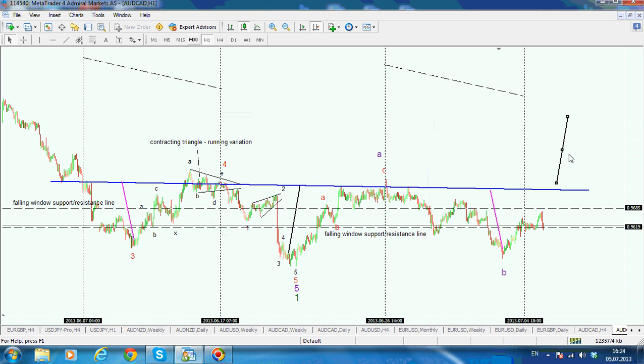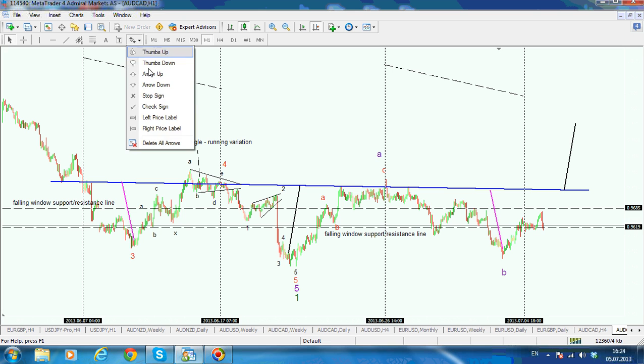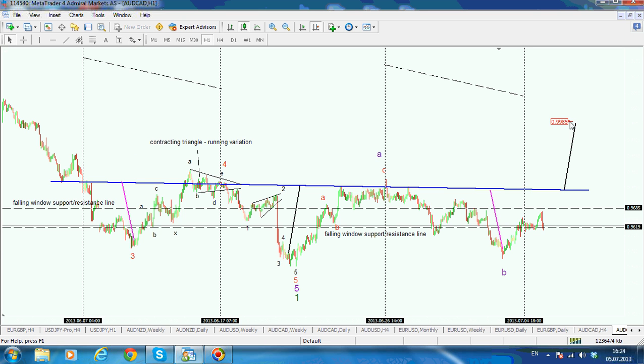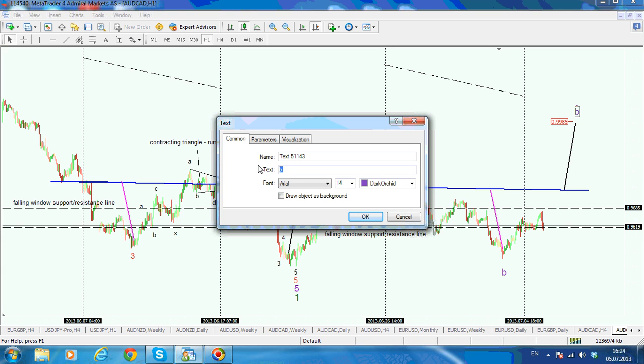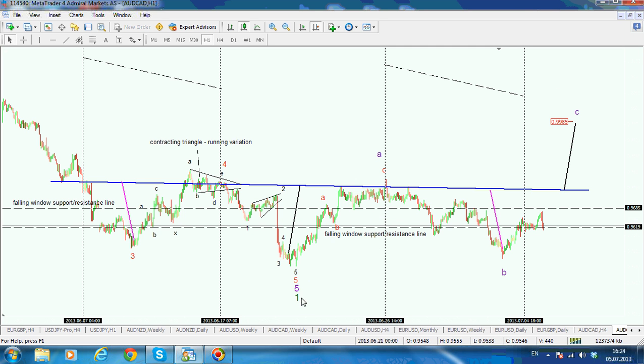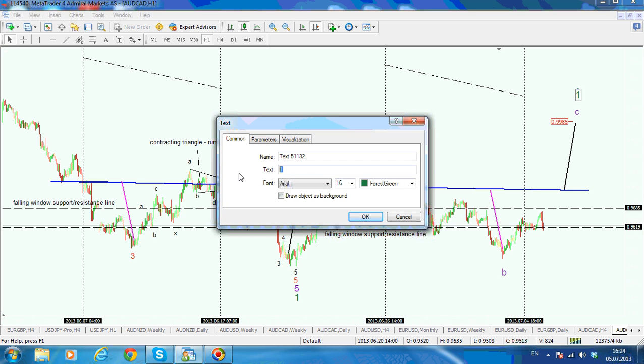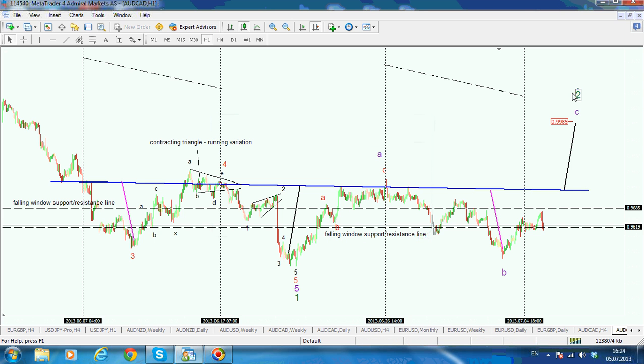to be this one. So the target for a move to the upside should be around parity. So 99.81, 99 something, so it should be around parity, and this should be the C wave and the second wave.